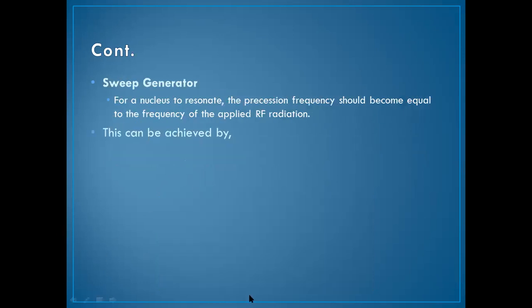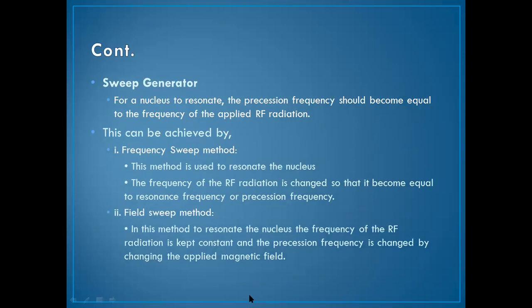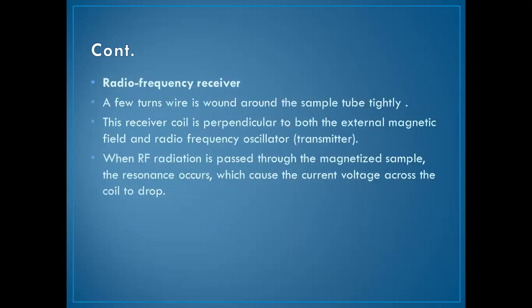Then the sweep generator. For a nucleus to resonate, the precession frequency should become equal to the frequency of the applied RF radiation. This can be achieved by the frequency sweep method. This method is used to resonate the nucleus. The frequency of the RF radiation is changed so that it becomes equal to the resonant frequency or precession frequency. Second method is the field sweep method. In this method, to resonate the nucleus, the frequency of the RF radiation is kept constant and the precession frequency is changed by changing the applied magnetic field.